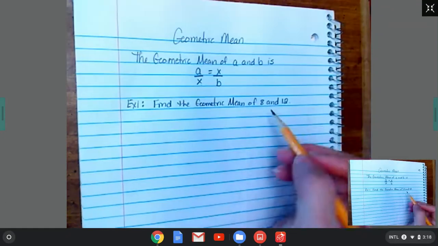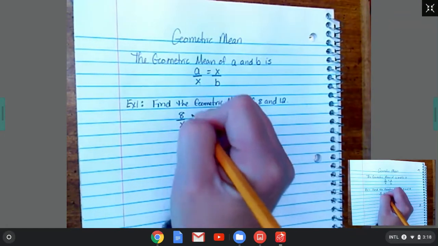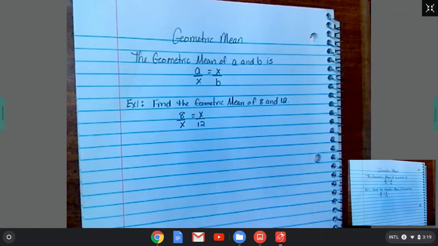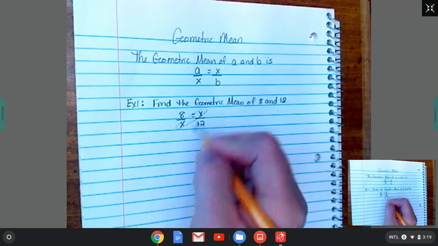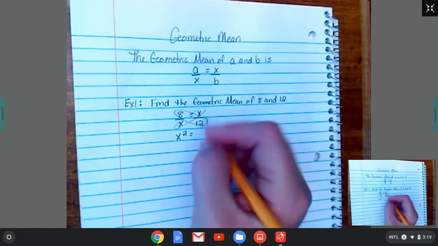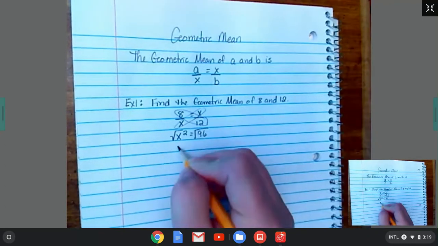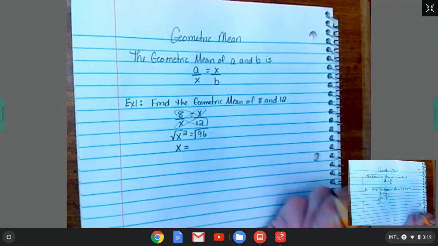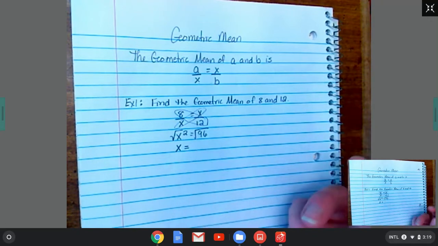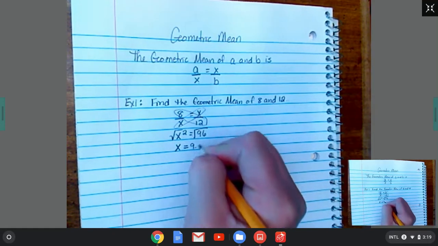Okay, so we're going to find the geometric mean of two numbers, 8 and 12. So we'll put 8 over x equals x over 12. And then we cross multiply. So x times x, x squared, equals 8 times 12, which is 96. Then we square root it. Technically when you square root a number like this, you'll get positive and negative. But we just use the positive because this is going to relate to a triangle and a length on a triangle. So the answer is 9.8.